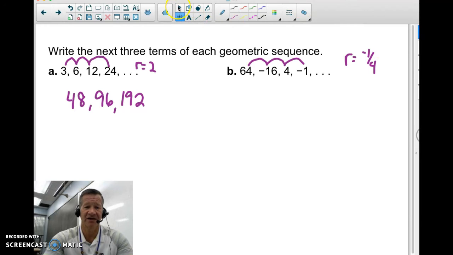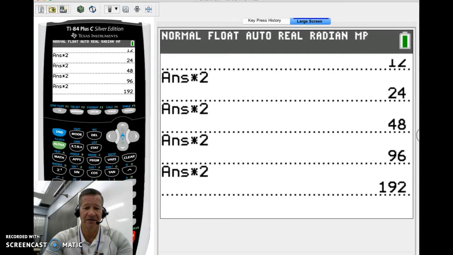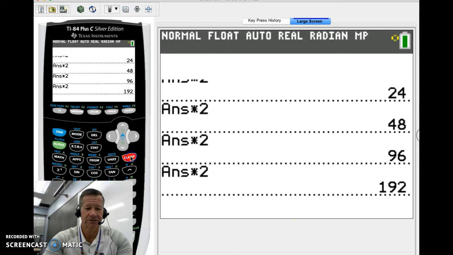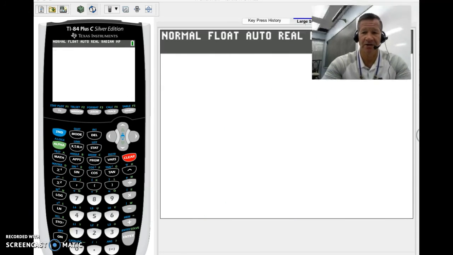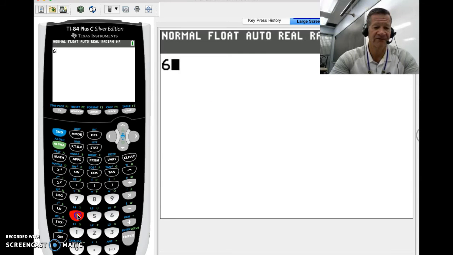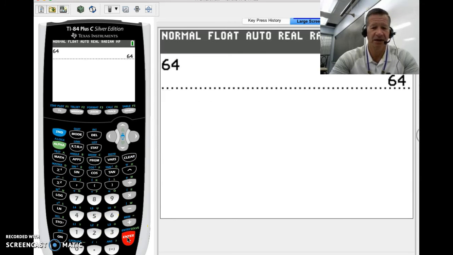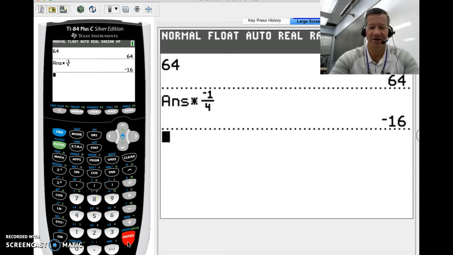So let's go back to my calculator, and on my calculator I can start with, where do I put this? He's always in the way. Hit 64 and then hit enter, and then hit times -1/4. You can put it in as a fraction. On mine, I have to do it this way. Yours is a little bit different. So -1/4 is what I'm going to multiply by, and that should give me that -16.